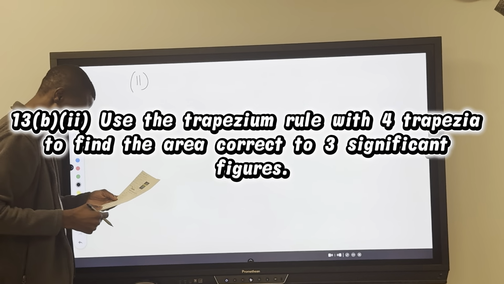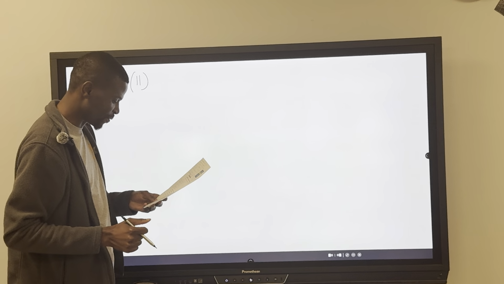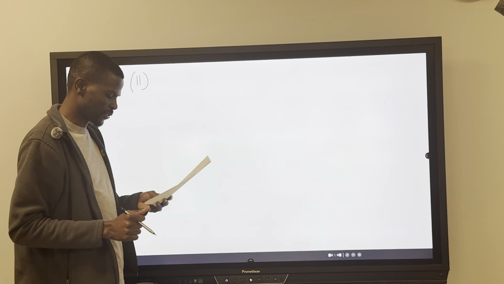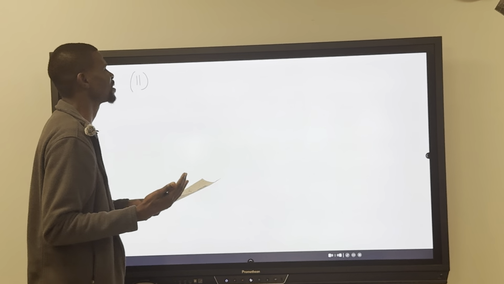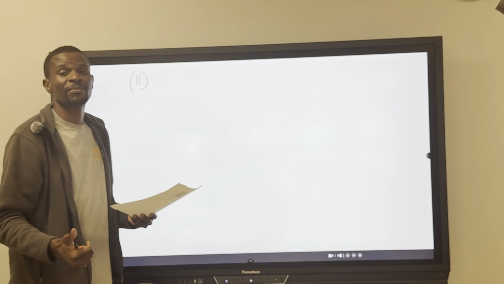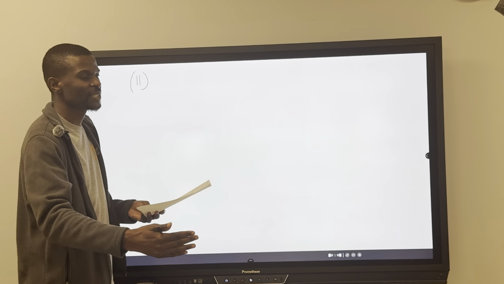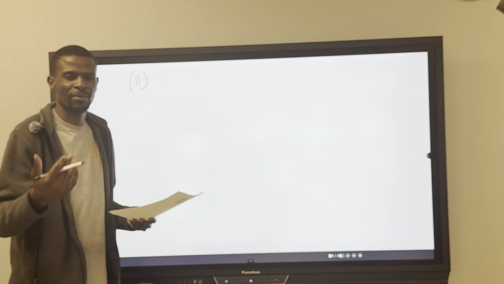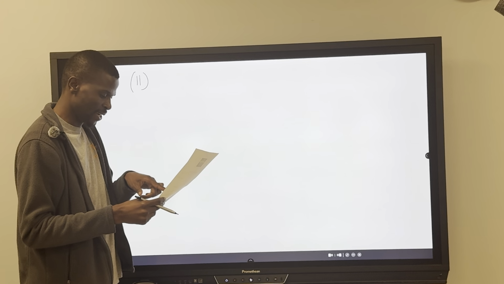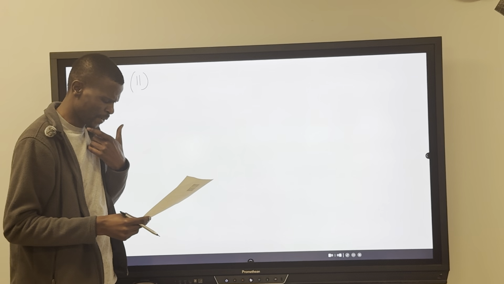Item 2 says, use the trapezium rule with 4 trapezia to estimate the area of R, giving your answer correct to 3 significant figures. So guys, remember the trapezium rule. For the trapezium rule, we need to find the height, or the intervals, or the steps. So the height is always upper limit minus lower limit over the number of strips. And since it's already given in terms of trapezia, those are the number of strips. We don't need to subtract anything, right?